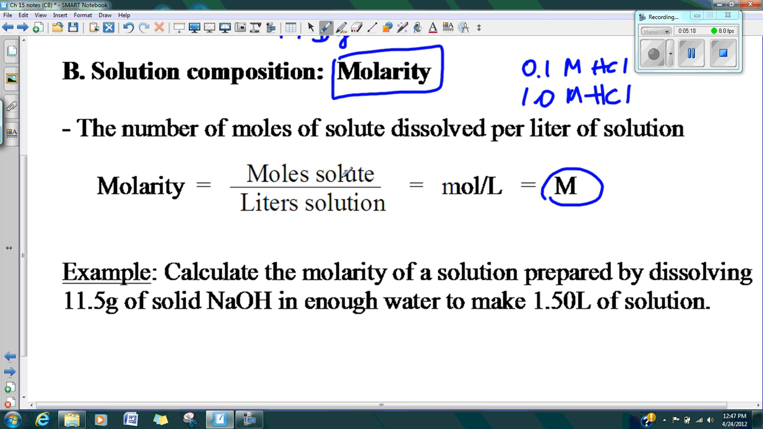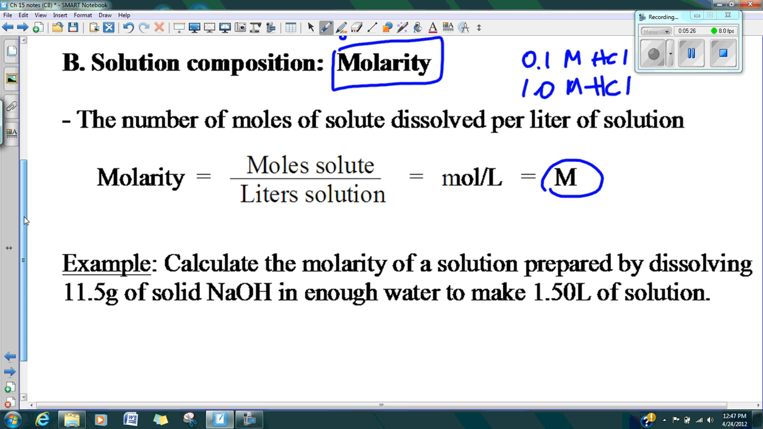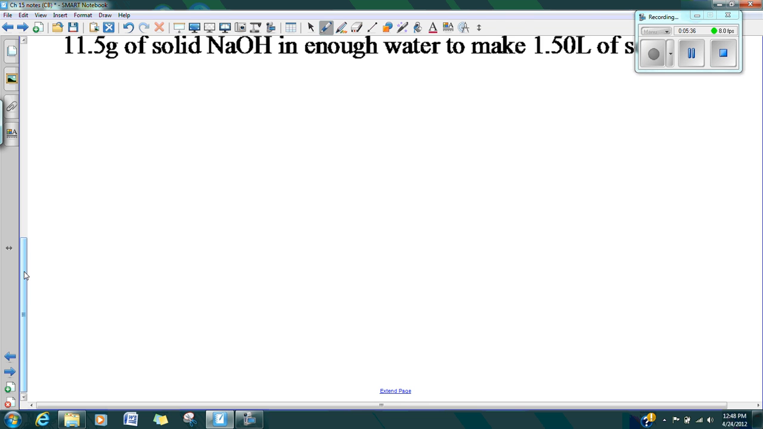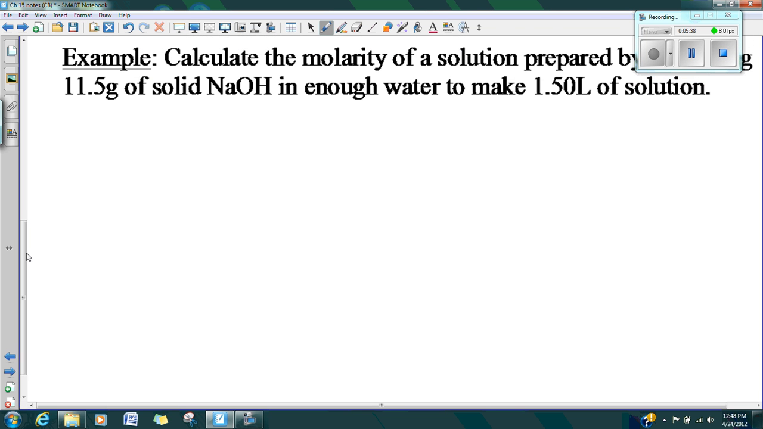So again, solute dissolved into a solution that has two parts, a solute and a solvent, gives us the units moles per liter, or a large capital M. So let's walk through an example. It says, calculate the molarity of a solution prepared by dissolving 11.5 grams of sodium hydroxide in enough water to make 1.5 liters of the solution.